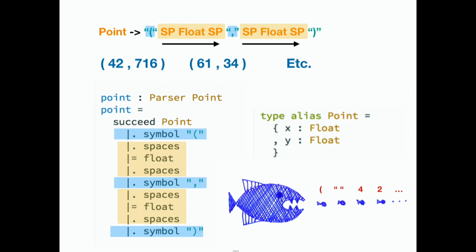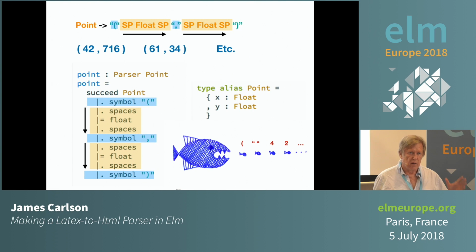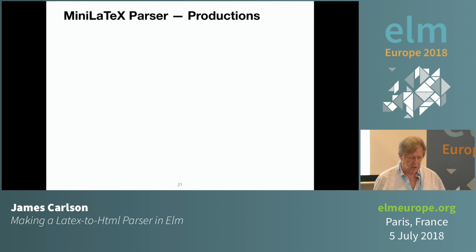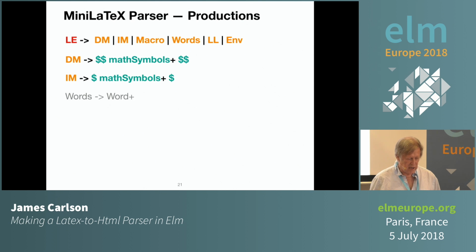So, reading across the right-hand side of the production is like reading down the code for the parser. So there's an intimate relationship between these production rules and parser combinators. Let's take a quick look at how this works out for MiniLaTeX. So there's the top-level production. It can be a LaTeX expression, can be a display math element, $ signs enclosing arbitrary math text. Same with inline math, except it's single dollar signs.